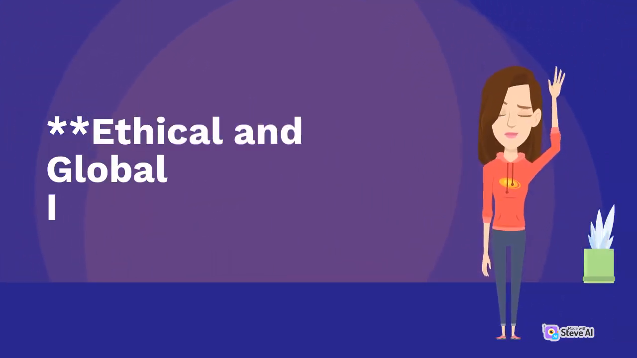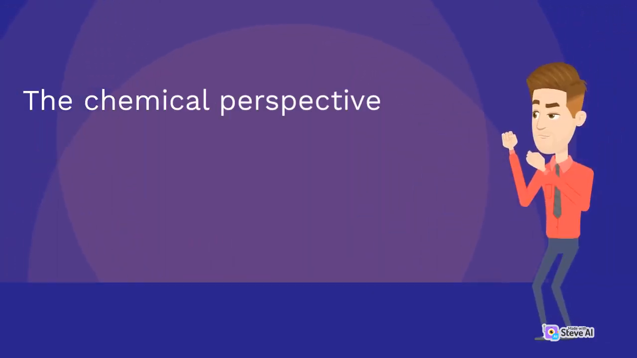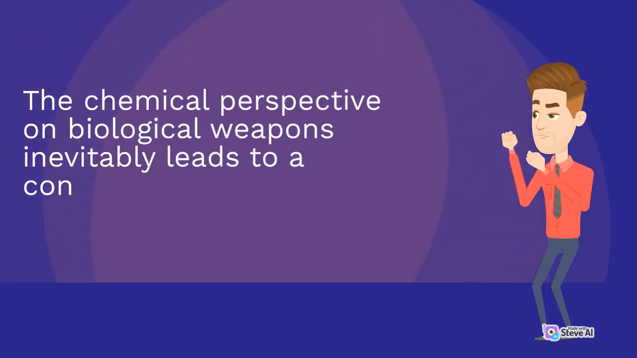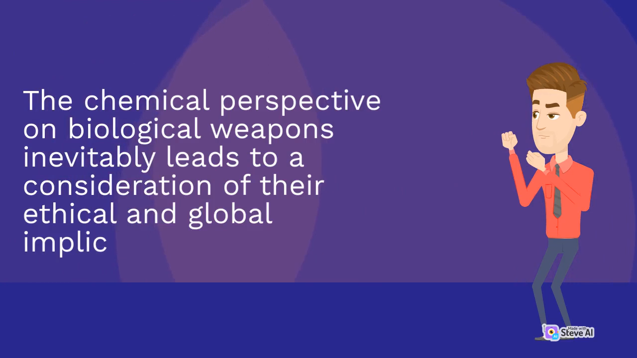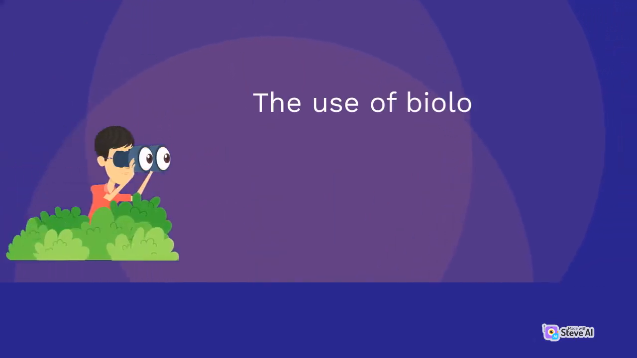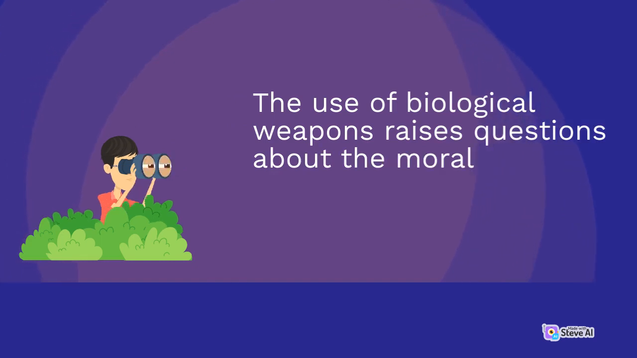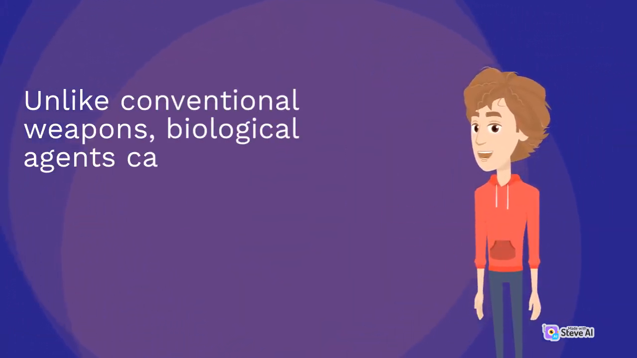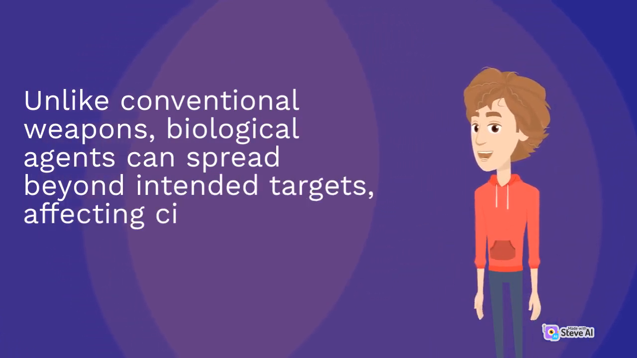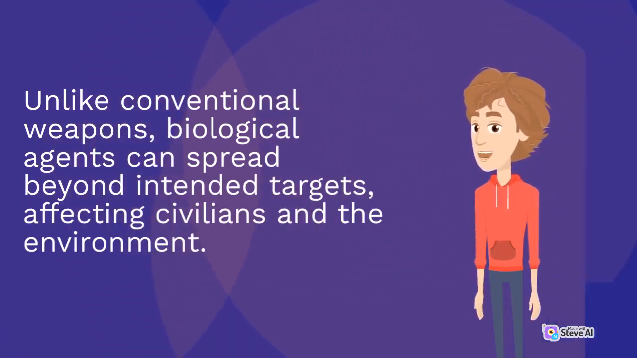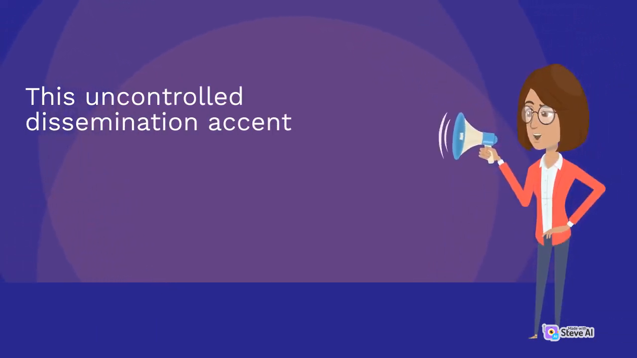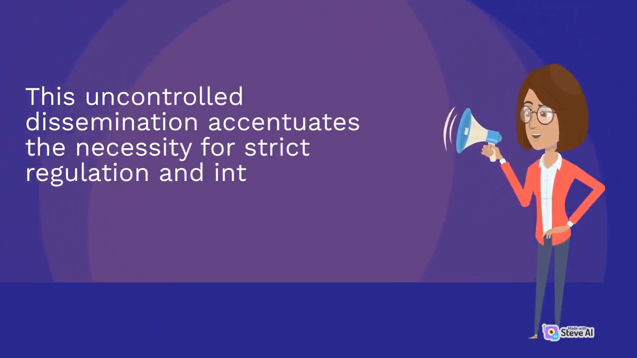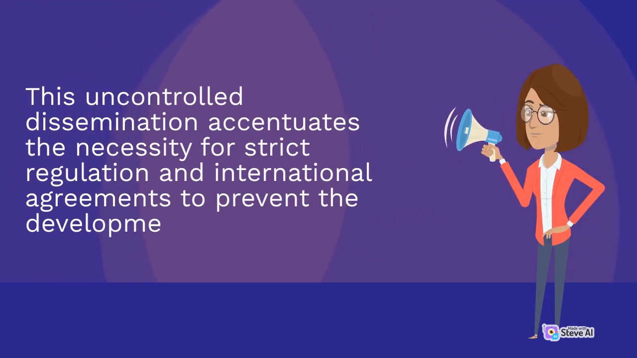Ethical and global implications. The chemical perspective on biological weapons inevitably leads to a consideration of their ethical and global implications. The use of biological weapons raises questions about the moral boundaries of warfare and the potential for indiscriminate harm. Unlike conventional weapons, biological agents can spread beyond intended targets, affecting civilians and the environment. This uncontrolled dissemination accentuates the necessity for strict regulation and international agreements to prevent the development and use of such weapons.